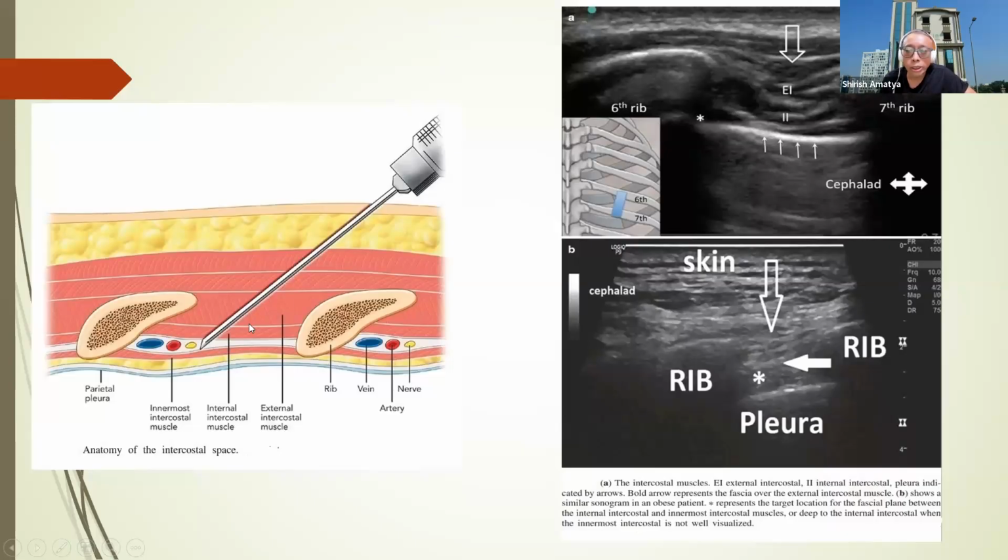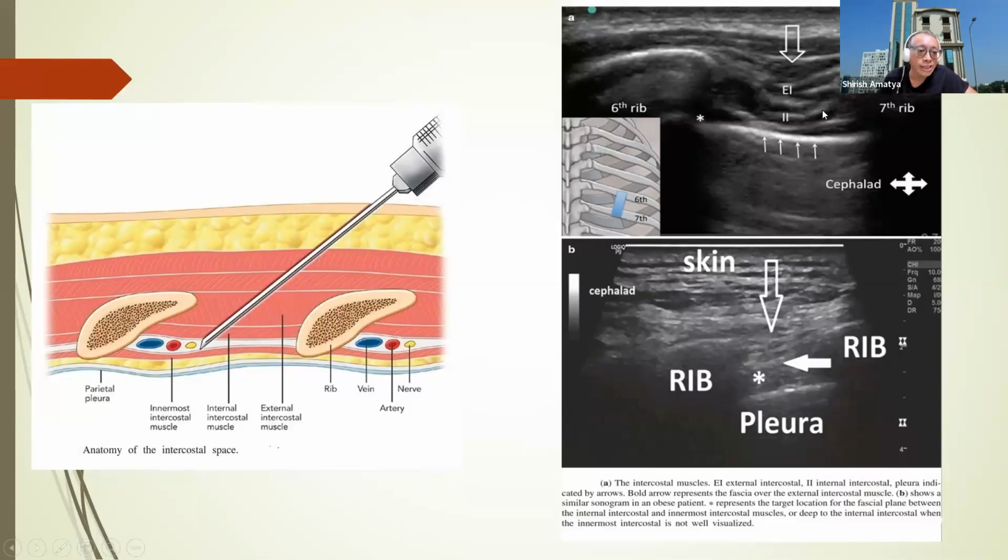Okay. So this is a schematic picture as well as an ultrasound picture of the location of the intercostal nerve. Here you can see the innermost intercostal muscle, which is the deepest one, and just superficial to it is the internal intercostal muscle, and in between these two muscles is the location of the intercostal neurovascular bundle, where the nerve is most inferior. Just above the nerve is the intercostal artery, and most above is the intercostal vein.